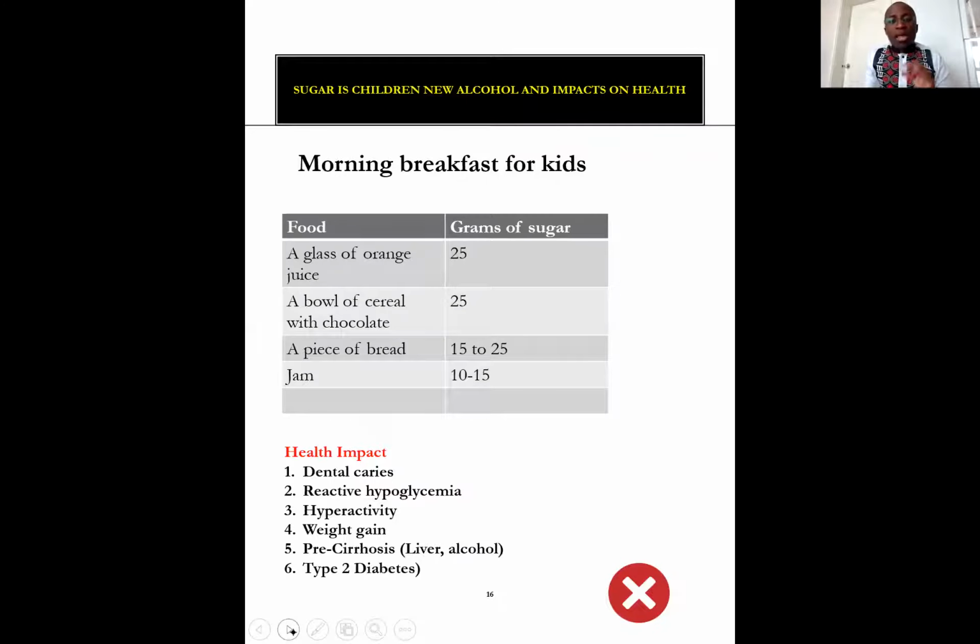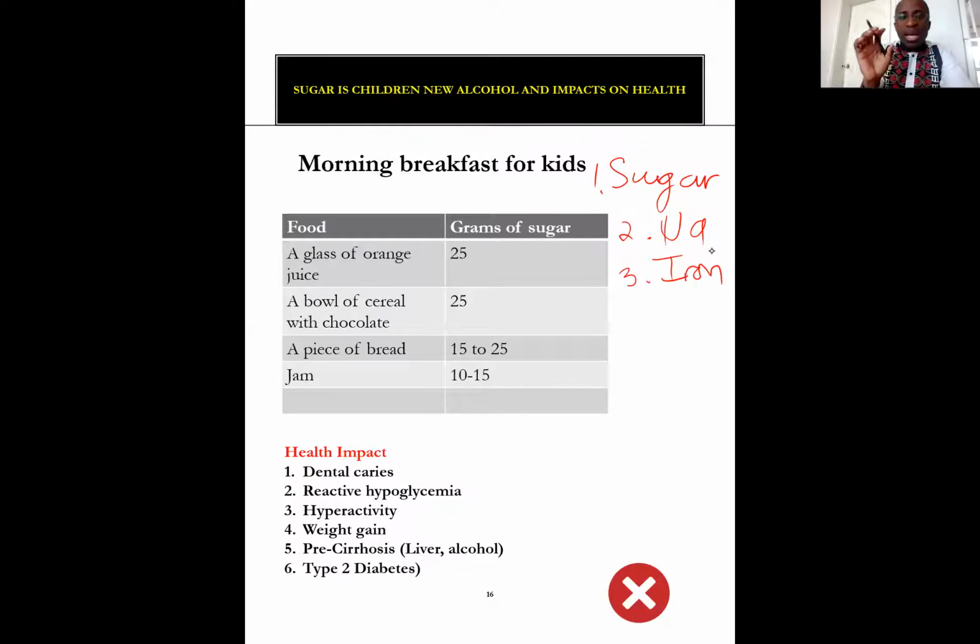Now, for me, every time I look at a food label, I always check for sugar. For this class, I'm going to focus on what? One, sugar. For this class, we will focus on sugar. Number two, we look at sodium. Then we look at iron. Remember, we talk about iron deficiency anemia. So we're going to look at iron.